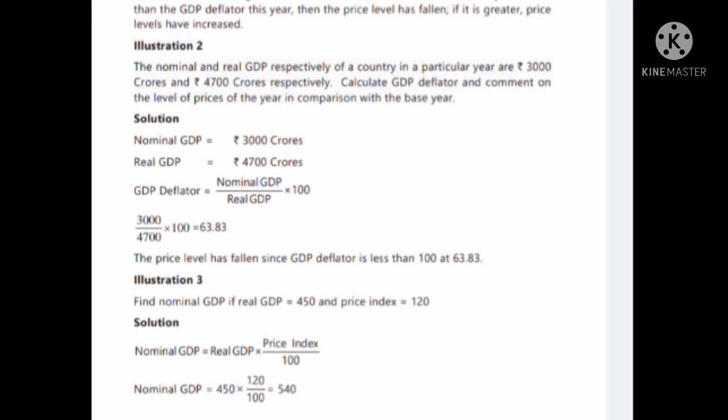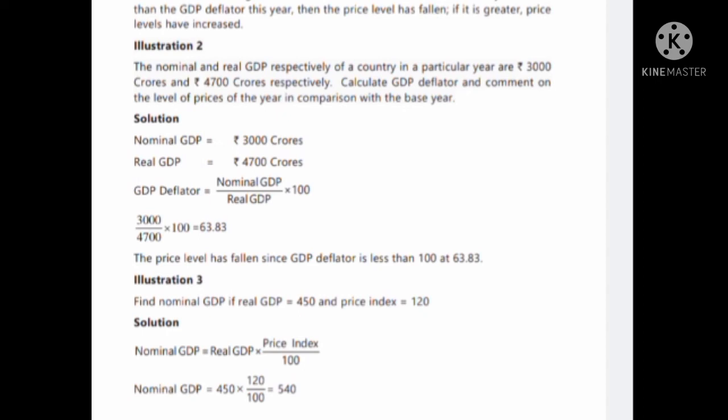Substitute nominal GDP and real GDP. Nominal is 3000 crores and the real is 4700 crores, into 100 gives you 63.83. The price level has fallen since GDP deflator is less than 100, at 63.83. They have asked us to comment, so we are commenting that the price level has fallen since GDP deflator is less than 100.